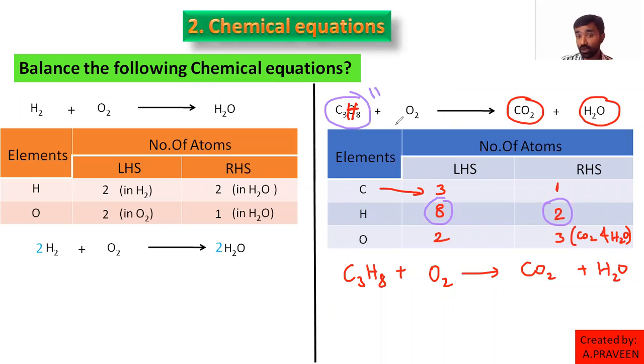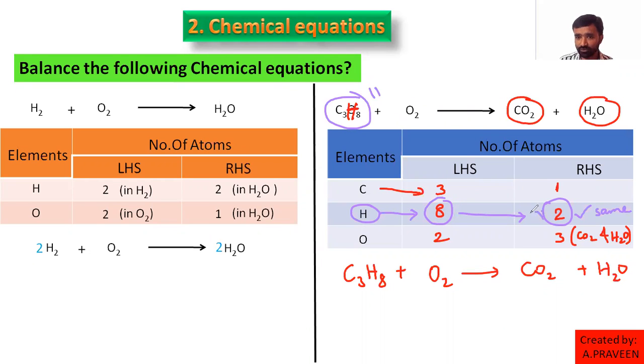Then the largest numbered atom, that is hydrogen. Here LHS side 8, RHS side 2, and that 2 is also available in the same formula. That you need to check. If they are in the same formula, go for that first. If they are available individually, don't go for that first. Okay. Here 8 is a multiple of 2.